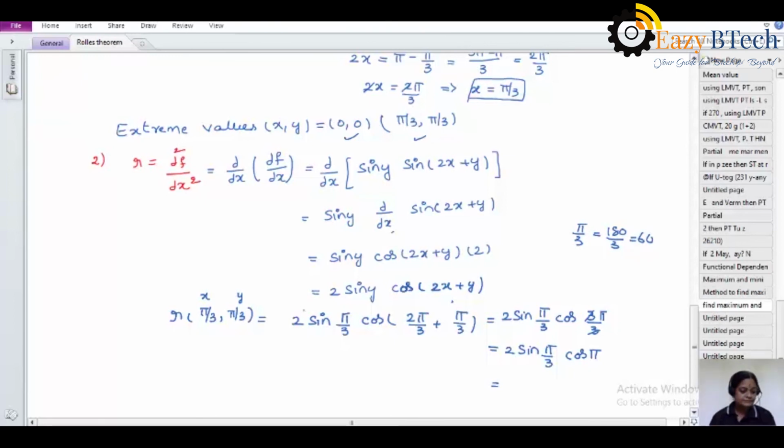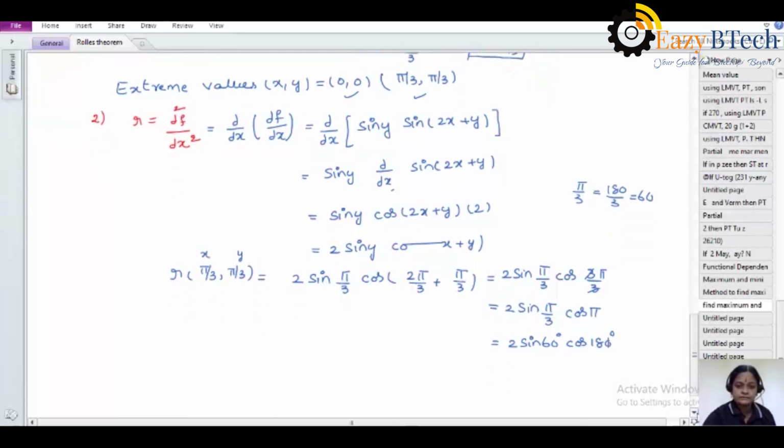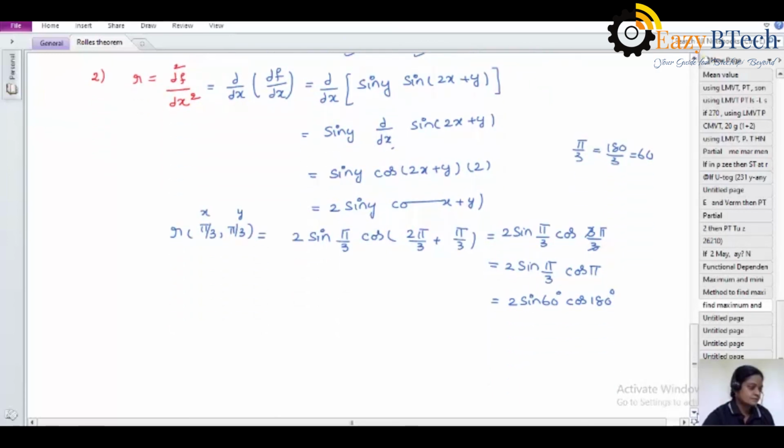Okay, so the substitution, the value here. Substituting the value, that is 2 sin 60 and again pi means cos 180. So now writing the corresponding value, and here cos of x plus y.